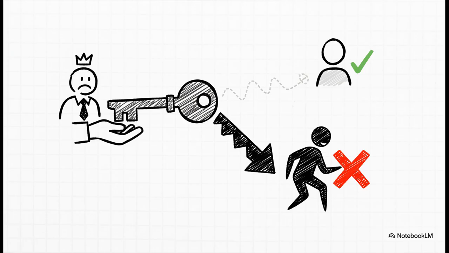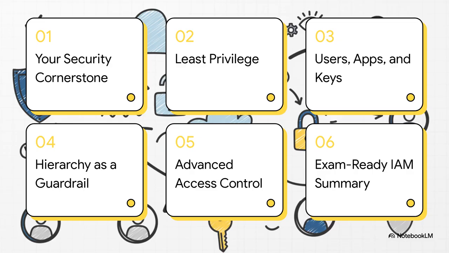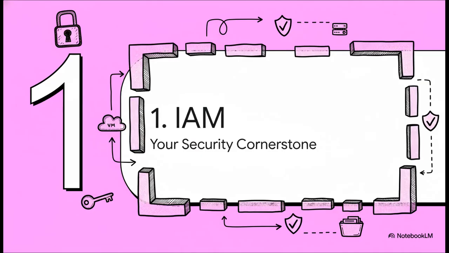And that's why IAM isn't just another line item on the exam syllabus, it's the very foundation of your entire cloud security strategy. Getting this right is completely non-negotiable. So here's our game plan for today. We're going to start with the basics of IAM. Then we'll get into the golden rule, the principle of least privilege. From there, we'll talk about identities, not just for people, but for apps, which is huge. Then we'll see how to use GCP's structure as a safety net, touch on some pro-level moves, and wrap it all up with a summary that's perfect for your exam prep. Let's get into it.